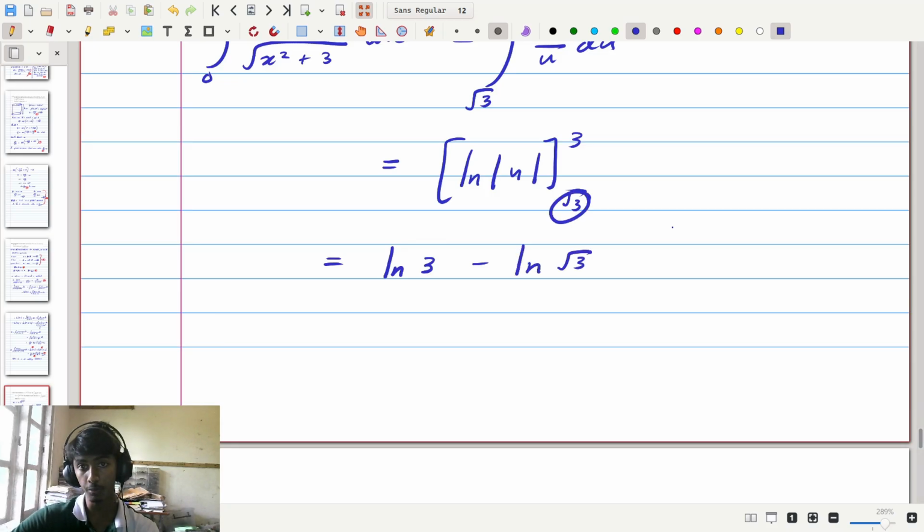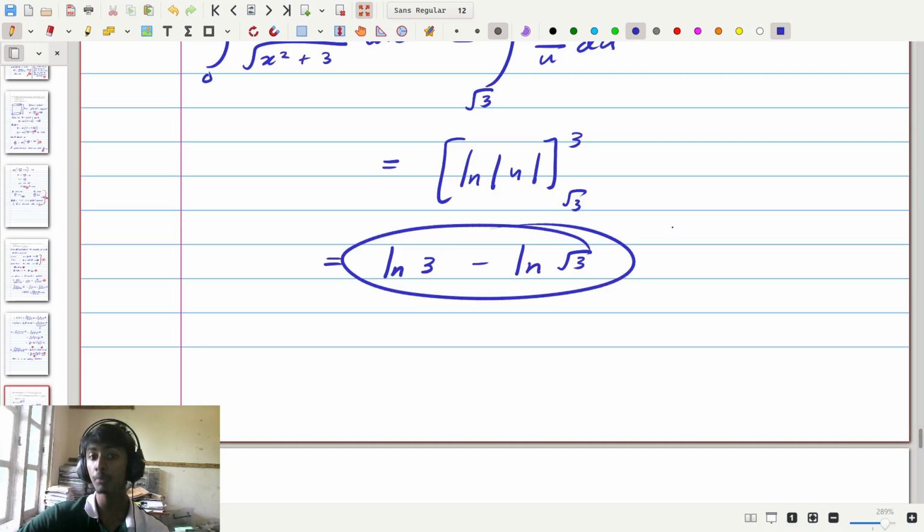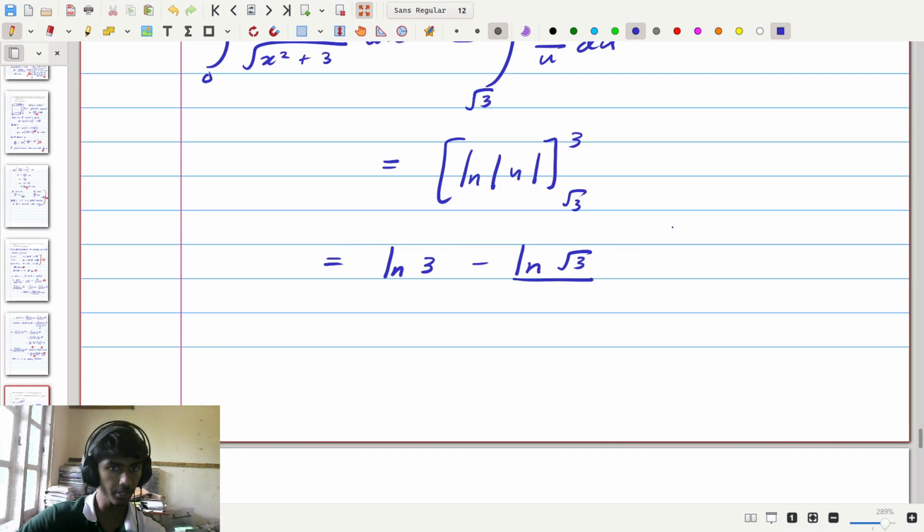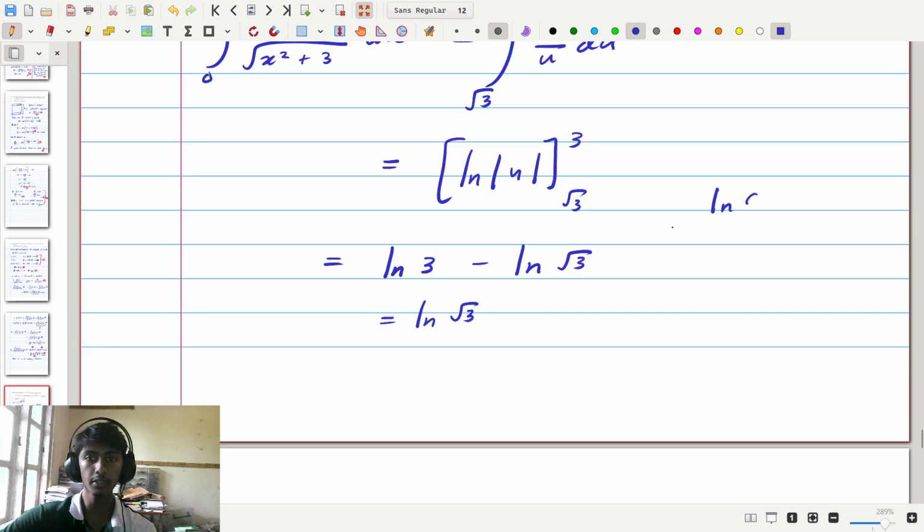Again, since square root of 3 is positive, we can ignore the modulus. So therefore what we have is natural logarithm of 3 minus natural logarithm of root 3, which we can see is equal to natural logarithm of 3 over root 3, which is just root 3 from index rules. As we know, natural logarithm of a minus natural logarithm of b is equal to natural logarithm of a over b, and 3 over root 3 is simply equal to root 3.